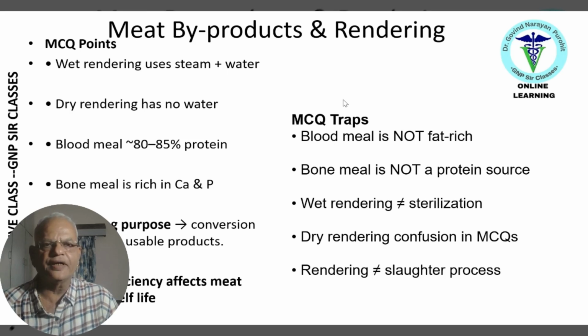And here are the common MCQ traps. Blood meal is not fat rich. Bone meal is not a protein source. Wet rendering is not sterilization. Dry rendering confusion in MCQs. And rendering is not equal to the slaughter process. Right? So remember these traps.